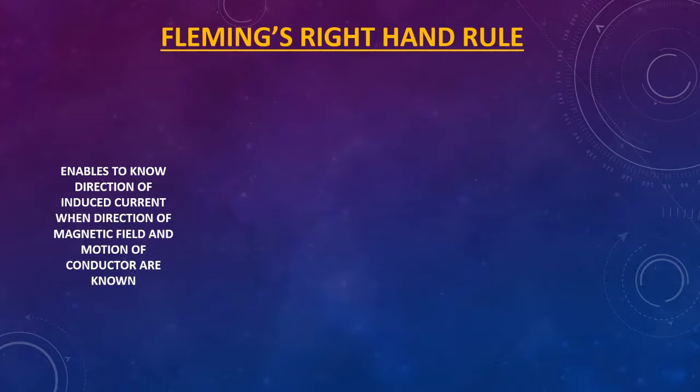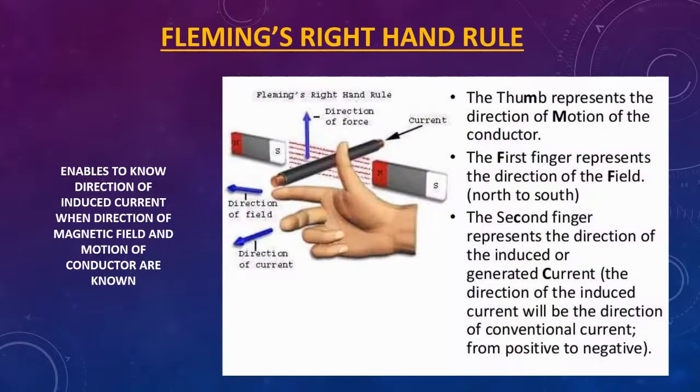In our previous modules we studied Fleming's left hand rule. So we got to know the direction of force when the direction of the magnetic field and the current were known. But in this case, in Fleming's right hand rule, we will know the direction of the induced current in the coil when the direction of the magnetic field and the motion of the conductor are known. So let us understand Fleming's right hand rule.